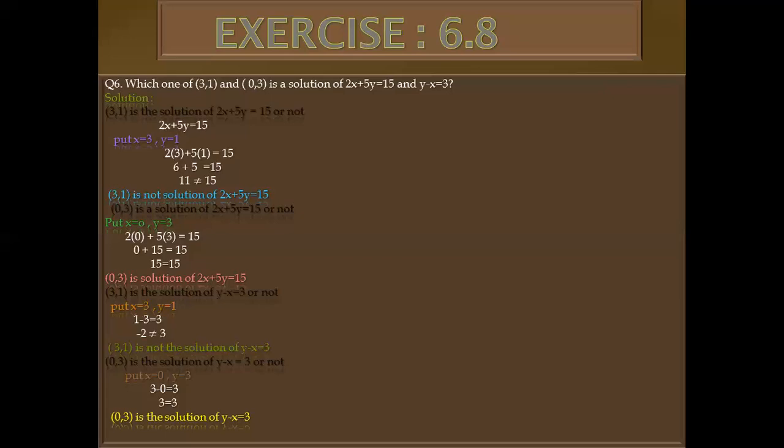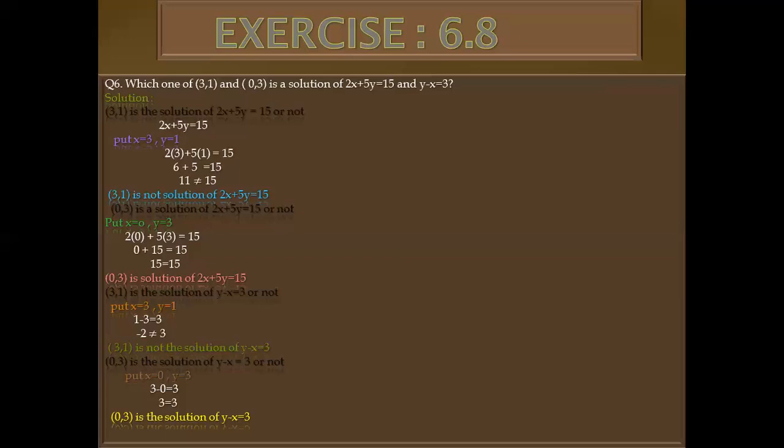Now come to the second equation, y minus x is equal to 3. First we put the first ordered pair (3, 1) and then we put (0, 3). When we replace x with 3 and y with 1, 1 minus 3 is equal to minus 2 and this is not equal to 3. So (3, 1) is also not the solution of this equation. (3, 1) was not the solution of the previous equation and also not of this equation.